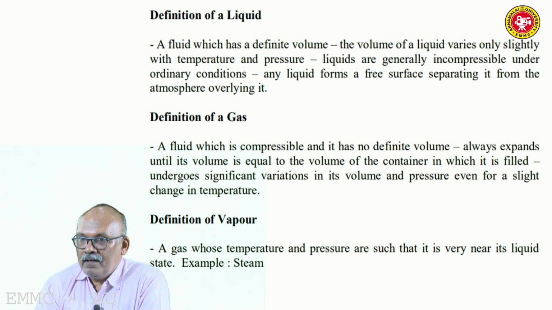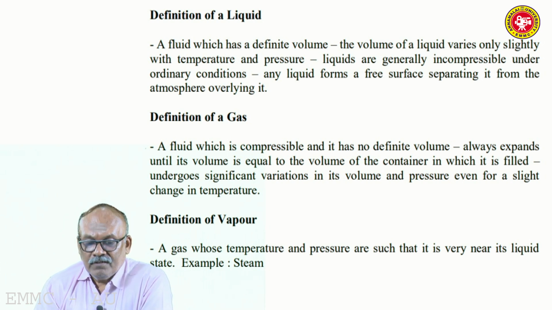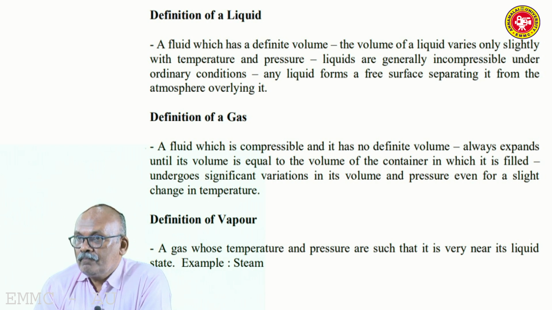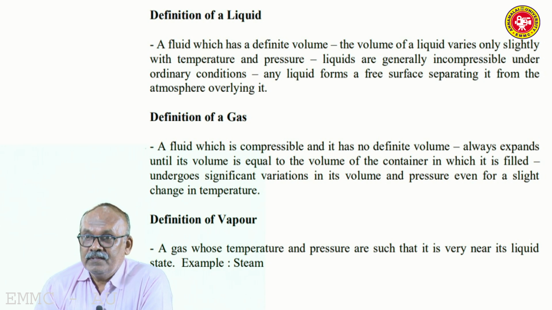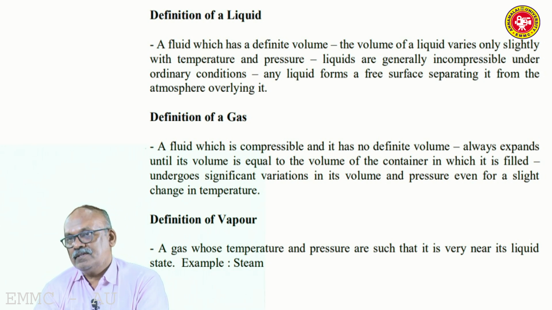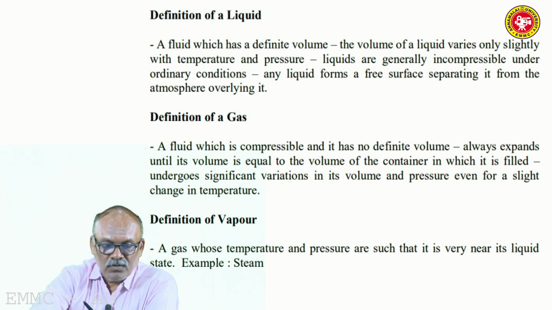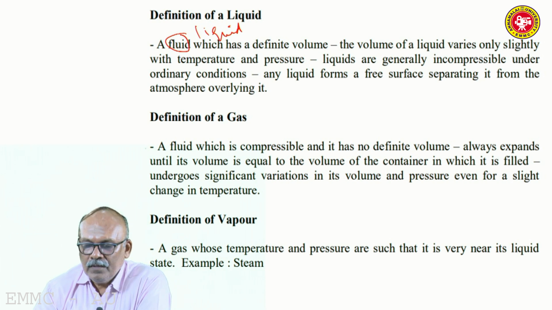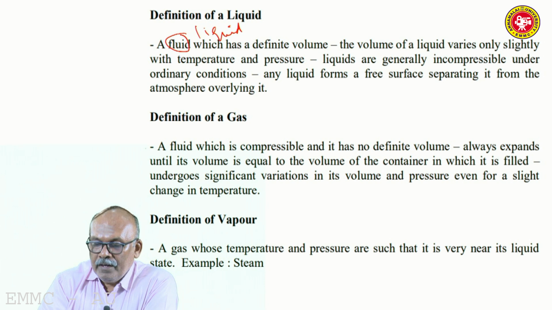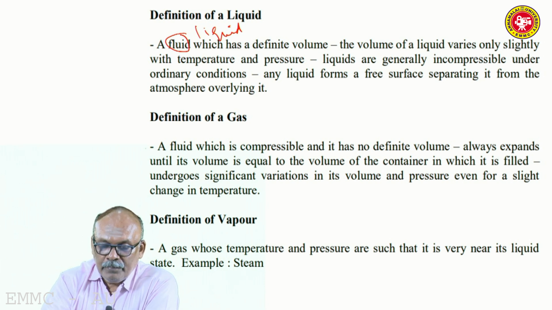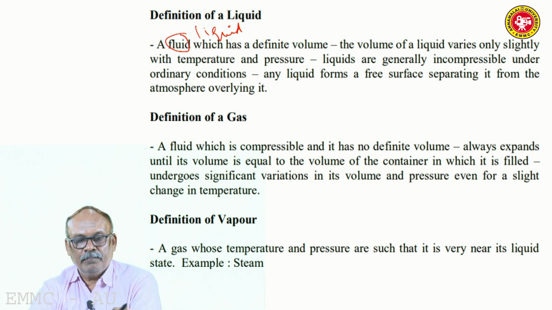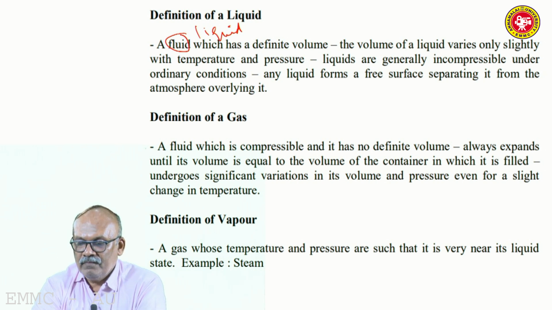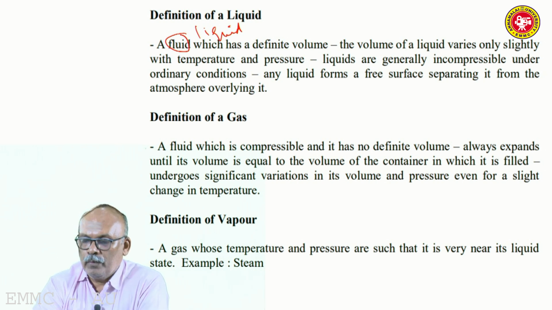Now, let us define what a liquid is. It is a fluid which has a definite volume, and the volume of a liquid varies only slightly with temperature and pressure. Sorry, here it should be liquid. A liquid has a definite volume. The volume of a liquid varies only slightly with temperature and pressure. So temperature and pressure have a very slight influence on the volume of a liquid.